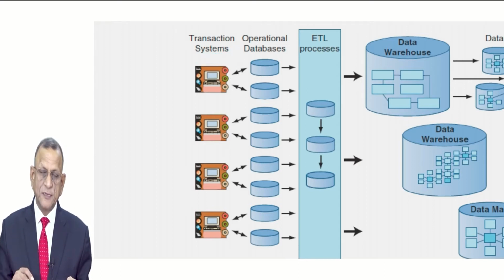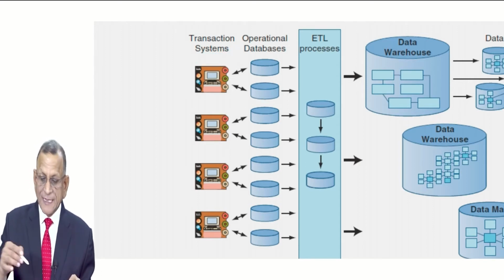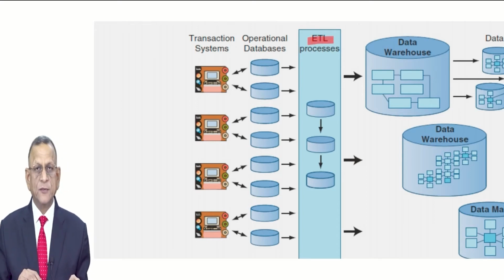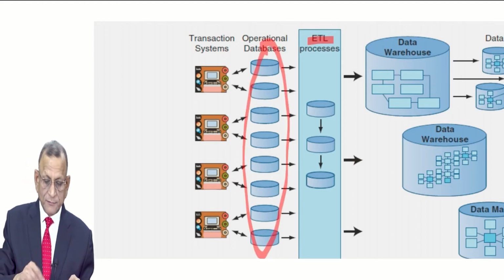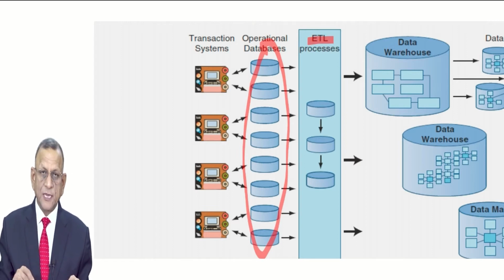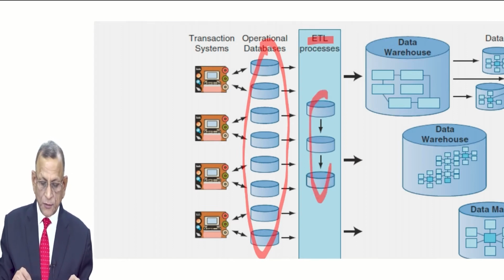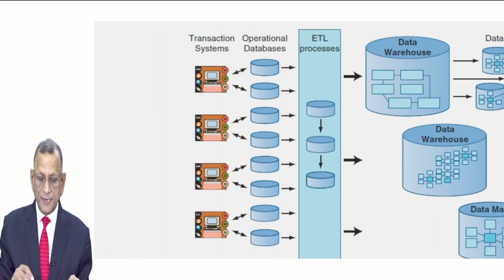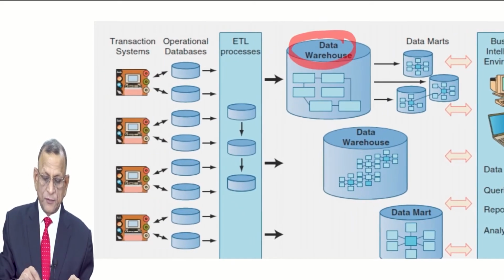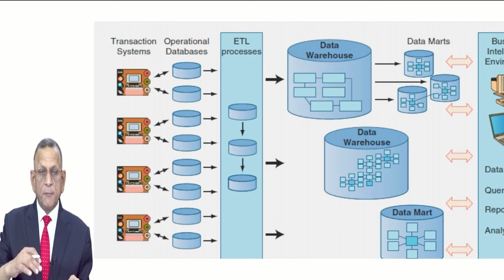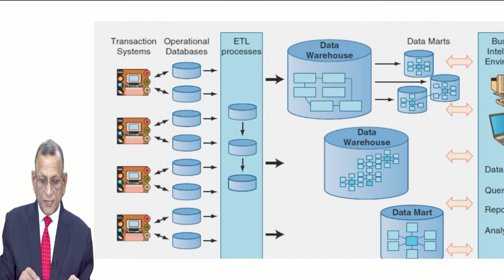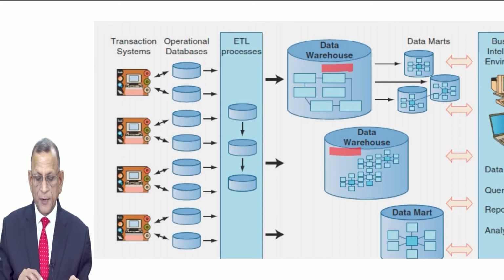From operational databases, we are doing this ETL. What is this ETL? We understand: extract, transform and load. So now from such databases, extracted, transformed data is being loaded. This is ETL, and from here the data will go to data warehouses. This data warehouse will be maintained by the organization. One data warehouse, another data warehouse.